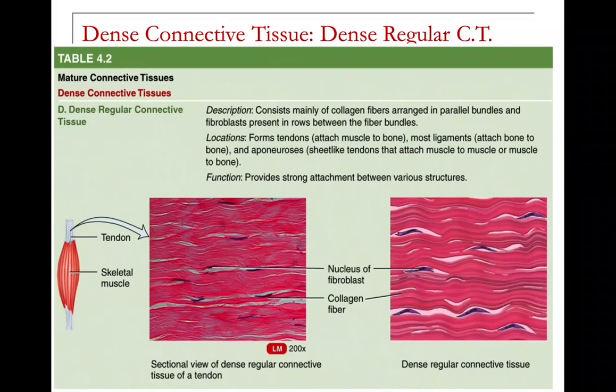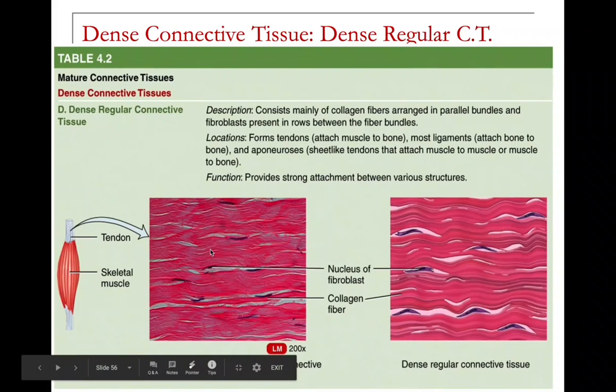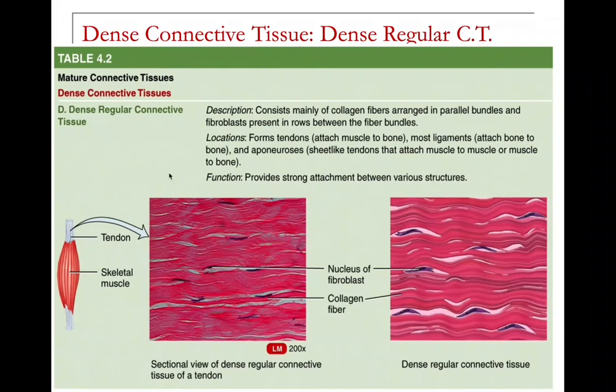The dense connective tissues, dense regular connective tissue. So this would make up ligaments and tendons. So here is your dense regular. You can see it's got a neater organization to it. It's going to make strong attachment points. So tendons and ligaments, aponeuroses, which are big, broad, flat tendons.